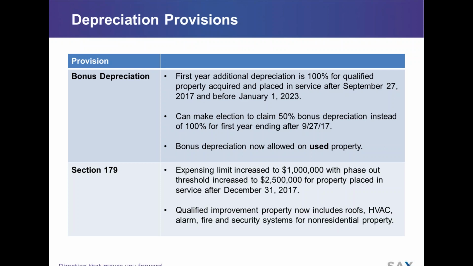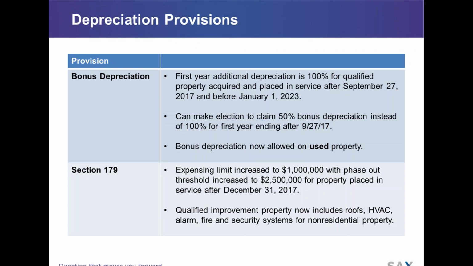So the new rules for Section 179: the expensing limit increased to $1 million, which used to be, I think, for 2017, $510,000, and the phase-out threshold increased to $2.5 million. And this is for property placed in service after December 31st, 2017.